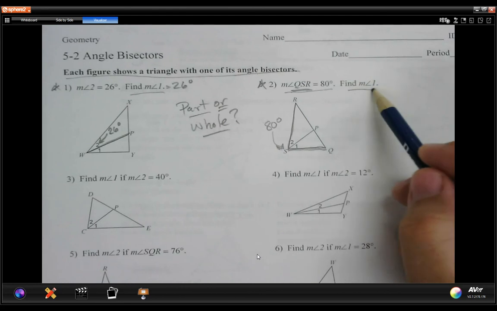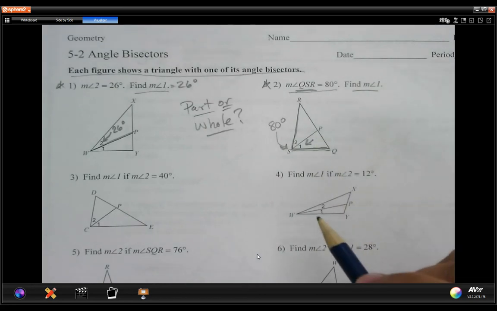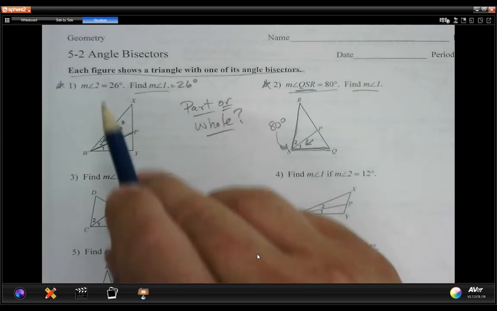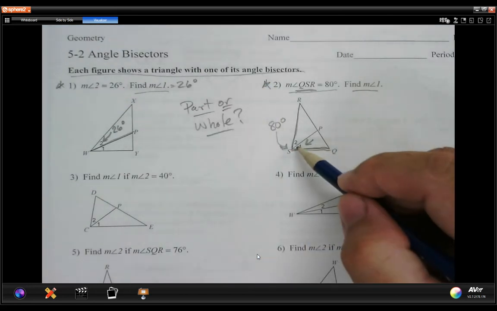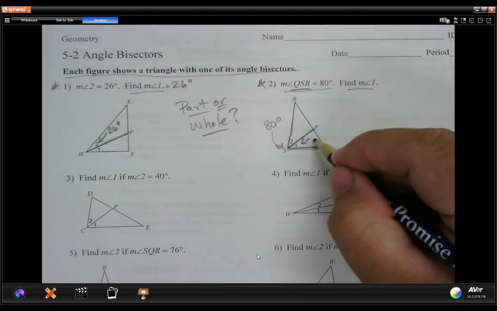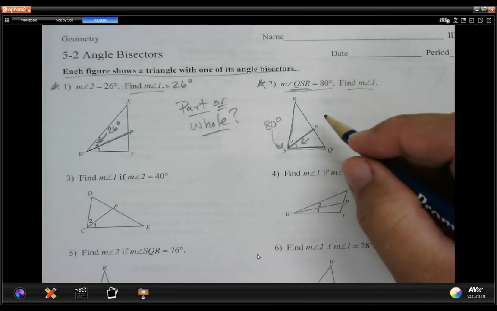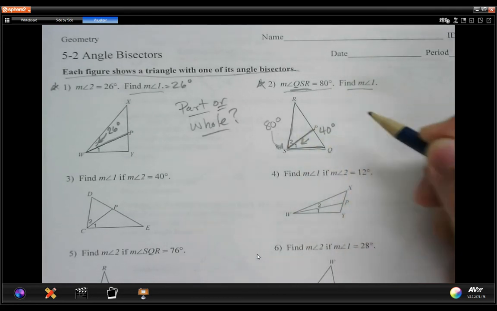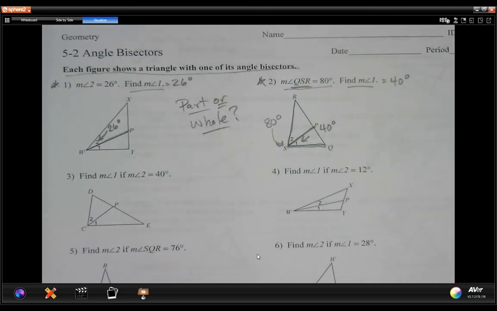But now it's asking me to find the measure of angle 1. Well, that means I'm looking for this part right here. I'm not looking for the whole. I already know the whole. The whole has to be 80. How am I going to find the measure of angle 1? Well, remember our instruction says that each figure shows a triangle with one of its angle bisectors. That means that if this is a bisector right here and the whole thing is 80, then this particular part has to be half as big as that, right? Because a bisector bisects something directly in half. So 1/2 of 80 actually equals 40 degrees. So this would be 40 degrees. All right, pretty simple so far.